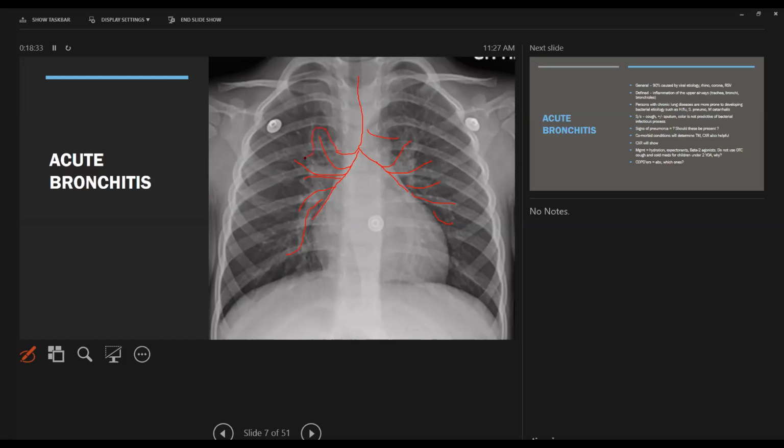Eventually, they'll form a parahilar pneumonia maybe, which will look like this. You'll have a whiteout here and here, or they'll develop a lobar pneumonia where the entire lobe is full of consolidation. So we'll cover that a little bit more in depth, but that's something that just takes time.